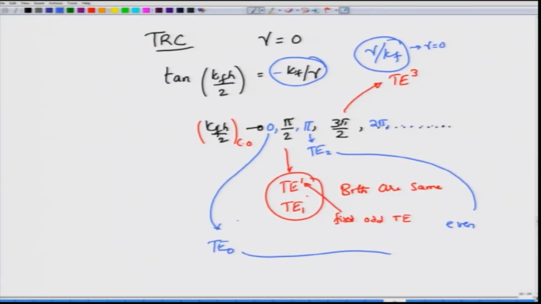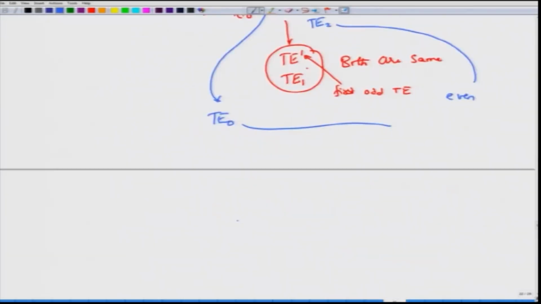What is even more interesting is that once you solve this transverse resonance condition and find an appropriate value of kappa f, you can plot on the x axis a value of beta. Beta of course can be obtained from kappa f. Remember that kappa f is given by k0 square n1 square minus beta square. So, once you know kappa f, then you can find beta.